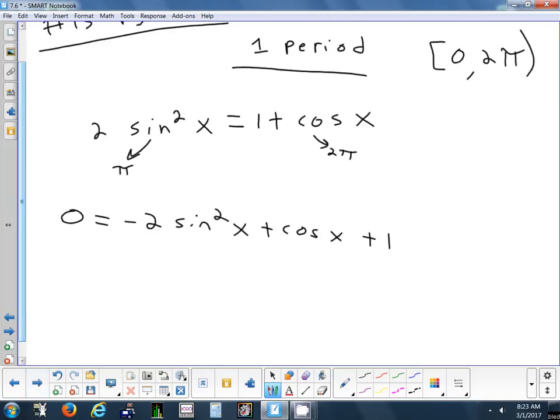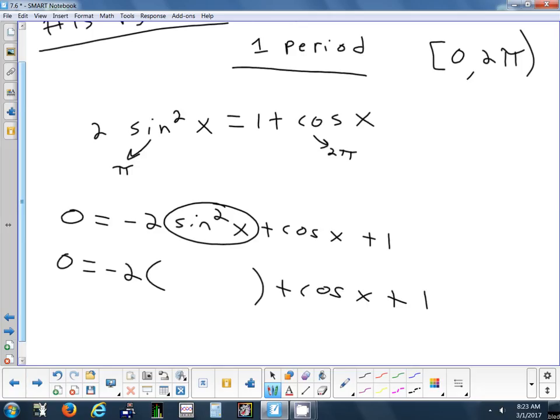So is that a quadratic the way we can solve it? No, still wrong. What do I have to do now? You have to make both the same trig function. So which one should I substitute for? The sine squared. Let's substitute for sine squared, not the -2, just the sine squared. Everything else is going to stay. What is sine squared?